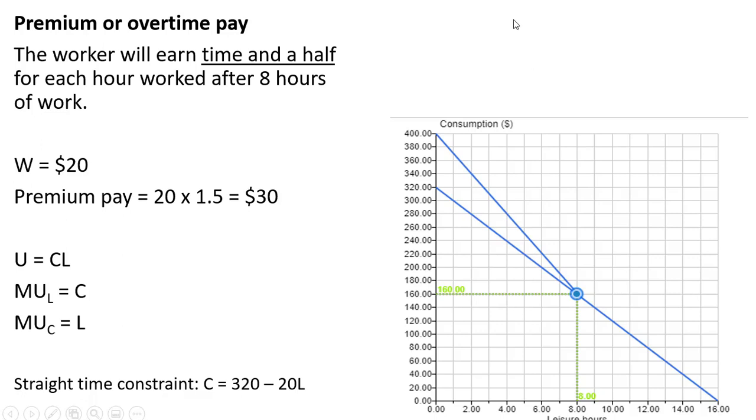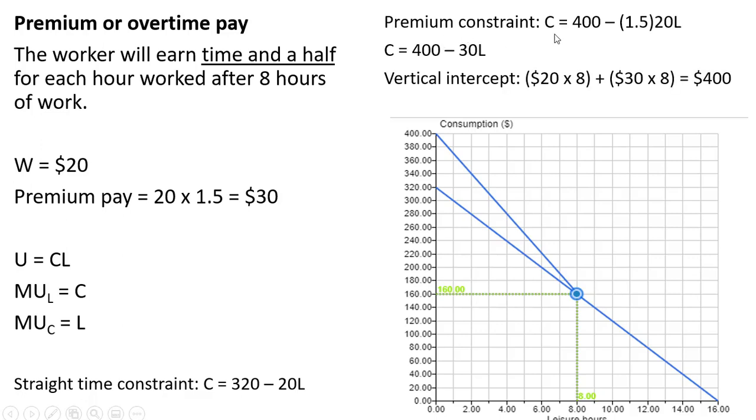So let's get more specific. So the premium constraint will actually equal the following. The vertical intercept will be $400, and I'll show you how to get that in a minute. And the slope is going to be 1.5 times, this time and a half, of the old slope.